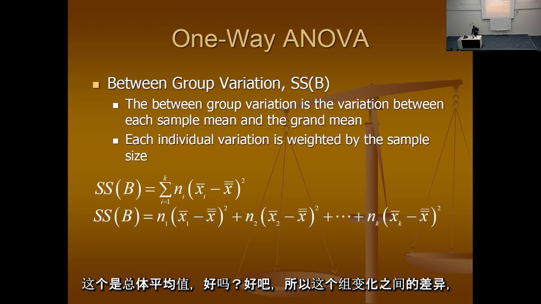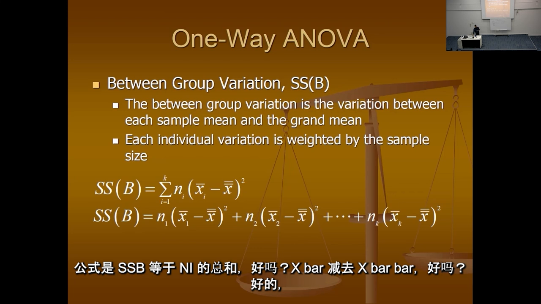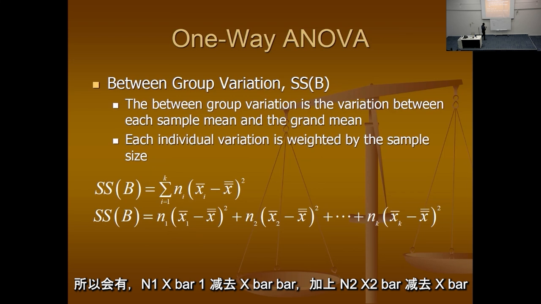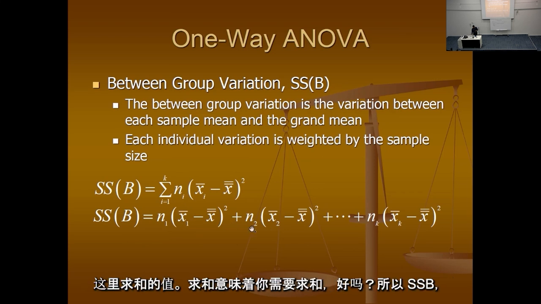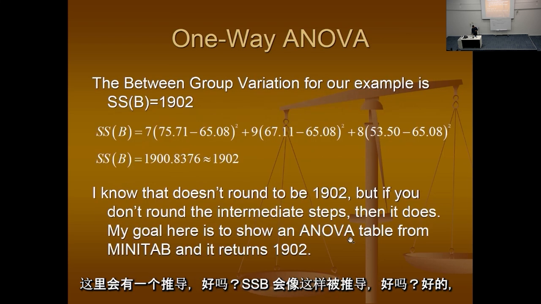The difference between groups, the group variation, the formula will be SSB is equal to the summation of Ni times x bar minus x bar bar, squared. So there will be N1 times x bar 1 minus x bar bar, plus N2 times x bar 2 minus x bar bar, squared, and so on. Summation means that you need to find the total. So SSB will be derived like this.